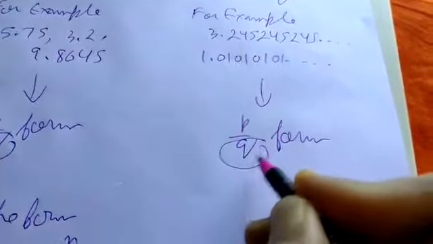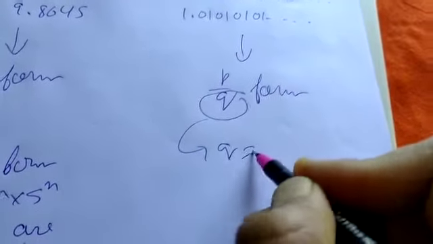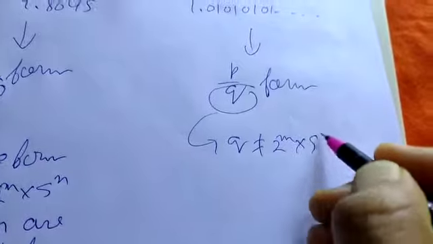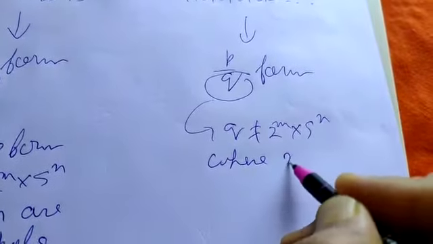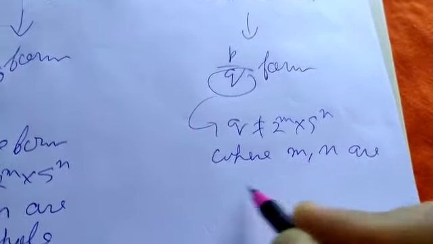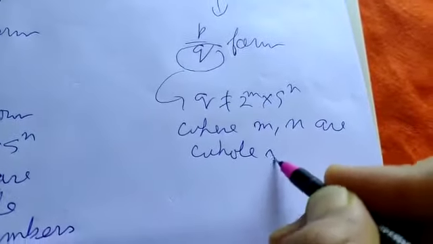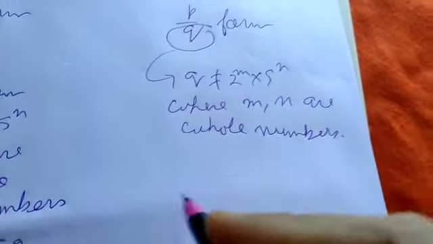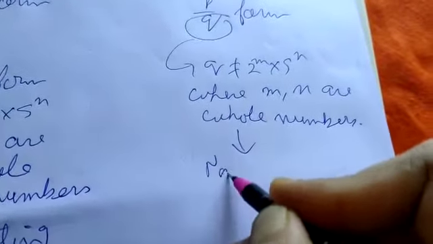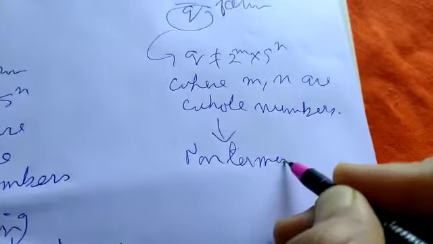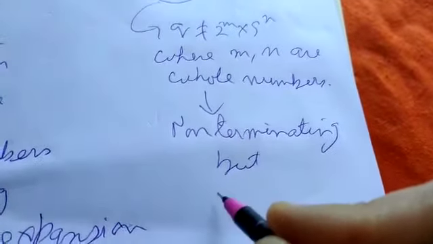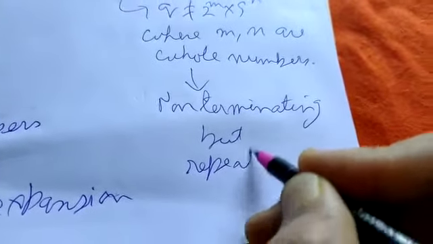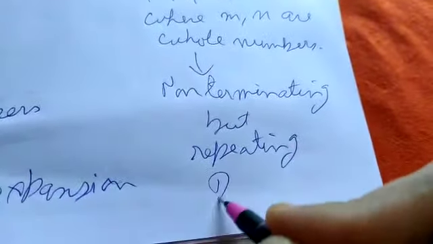And now for non-terminating, q will be of the form q is not equal to 2 raised to m into 5 raised to n, where m and n are whole numbers. This is for non-terminating but repeating decimal expansion.